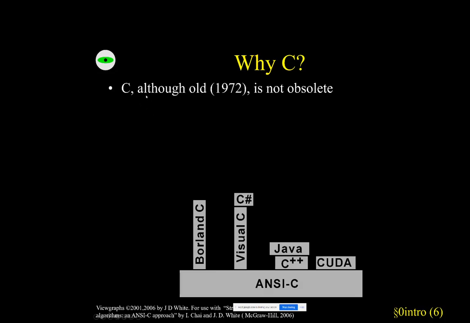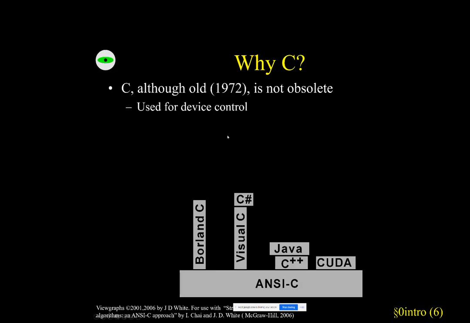So C, it's a very old language. 1972 is when it first came out, so next year will be its 50th birthday. Right? So it's kind of cool. Not many things are left from 50 years ago. Computer architecture has changed. So many things have changed in 50 years. C is still here.